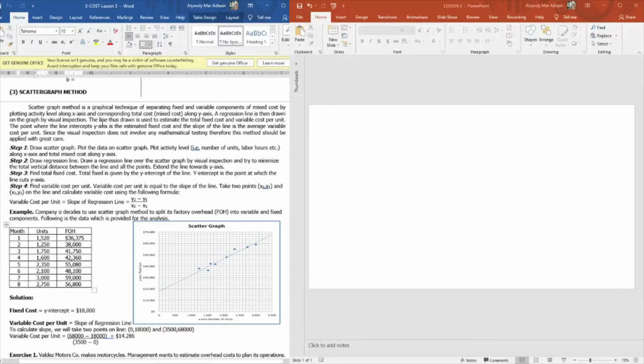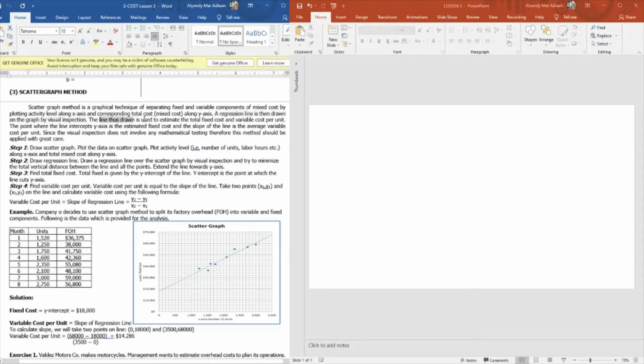The scattergraph method is, of course, a graphical technique of separating the fixed and variable components of a mixed cost. How? By plotting the activity level along the x-axis and the corresponding total cost along the y-axis. So we need the x-axis, which is the horizontal one, and the y-axis, which is the vertical axis. Now, a regression line is then drawn in the graph by visual inspection.